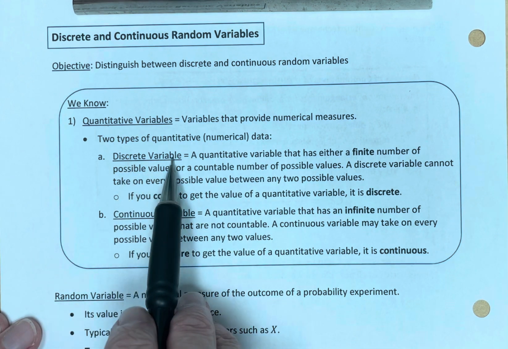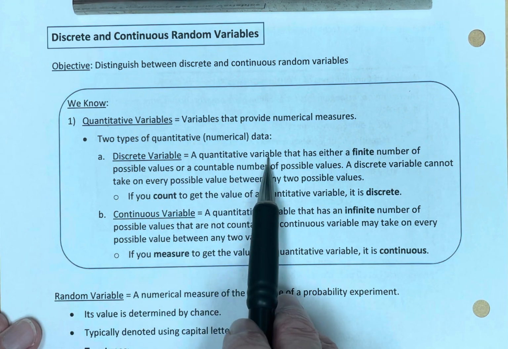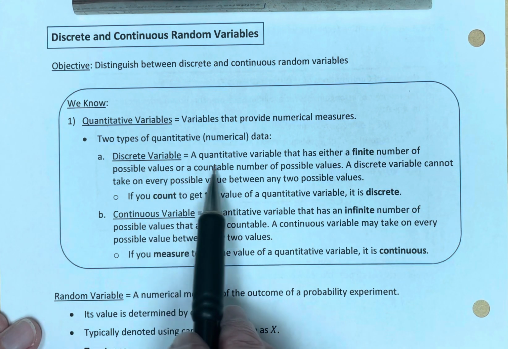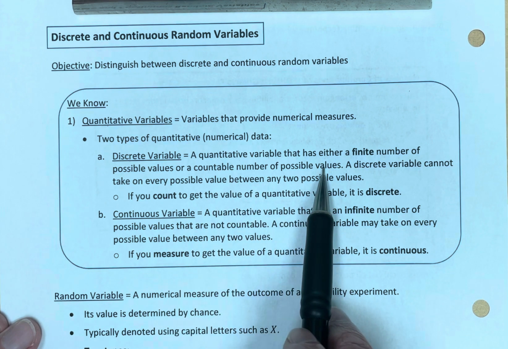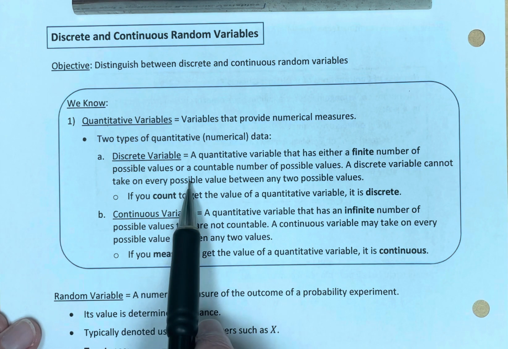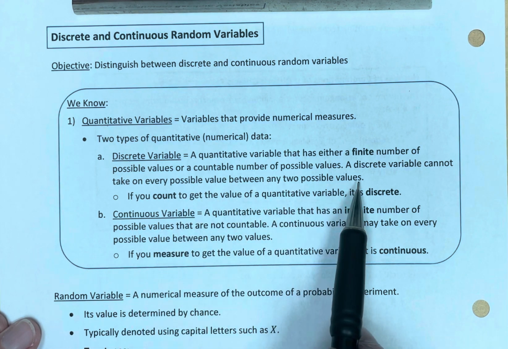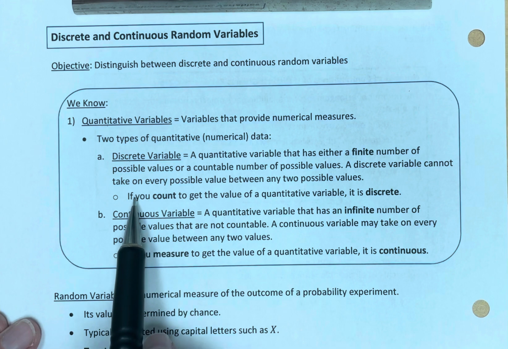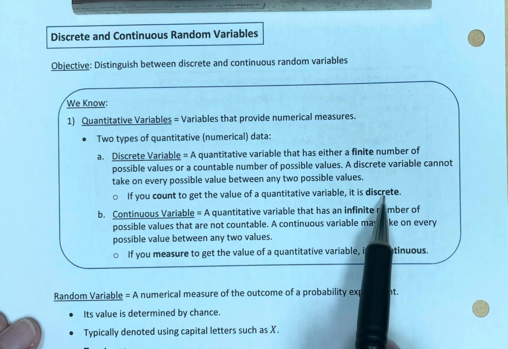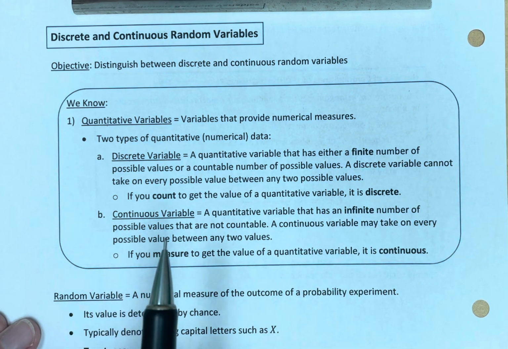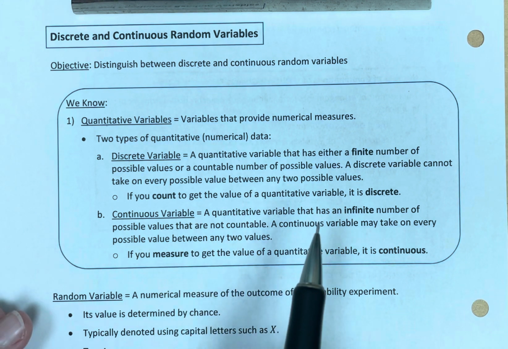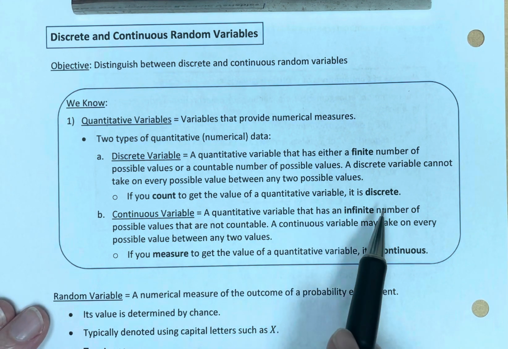You have a discrete variable. It's a quantitative variable that has either a finite number of possible values or a countable number of possible values. A discrete variable cannot take on every possible value between any two possible values. If you count to get the value of a quantitative variable, it is discrete. Okay, 1, 2, 3, etc. And there's no such thing as 1.5 or 1.2 or 2.76.